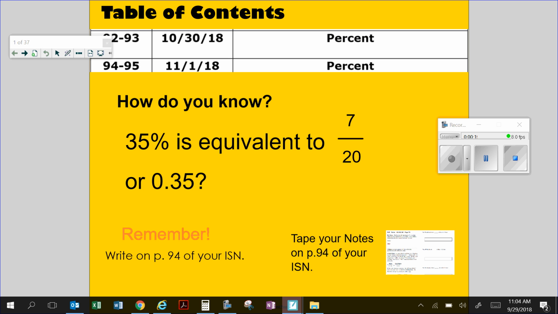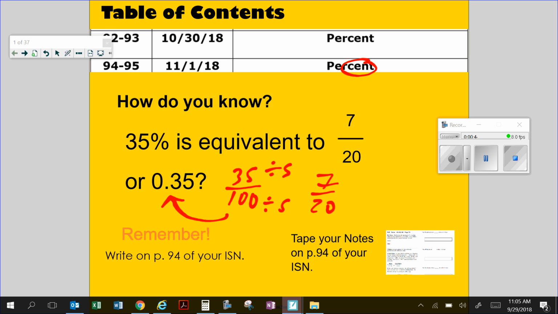Well, first of all, I do know percent means per 100. In the word you see cent, meaning for every 100. And 35/100 can be written as this decimal. This decimal is in the hundredths place value, so it's the same as saying 35/100. And I know I can simplify this by dividing by 5 and get 7/20.